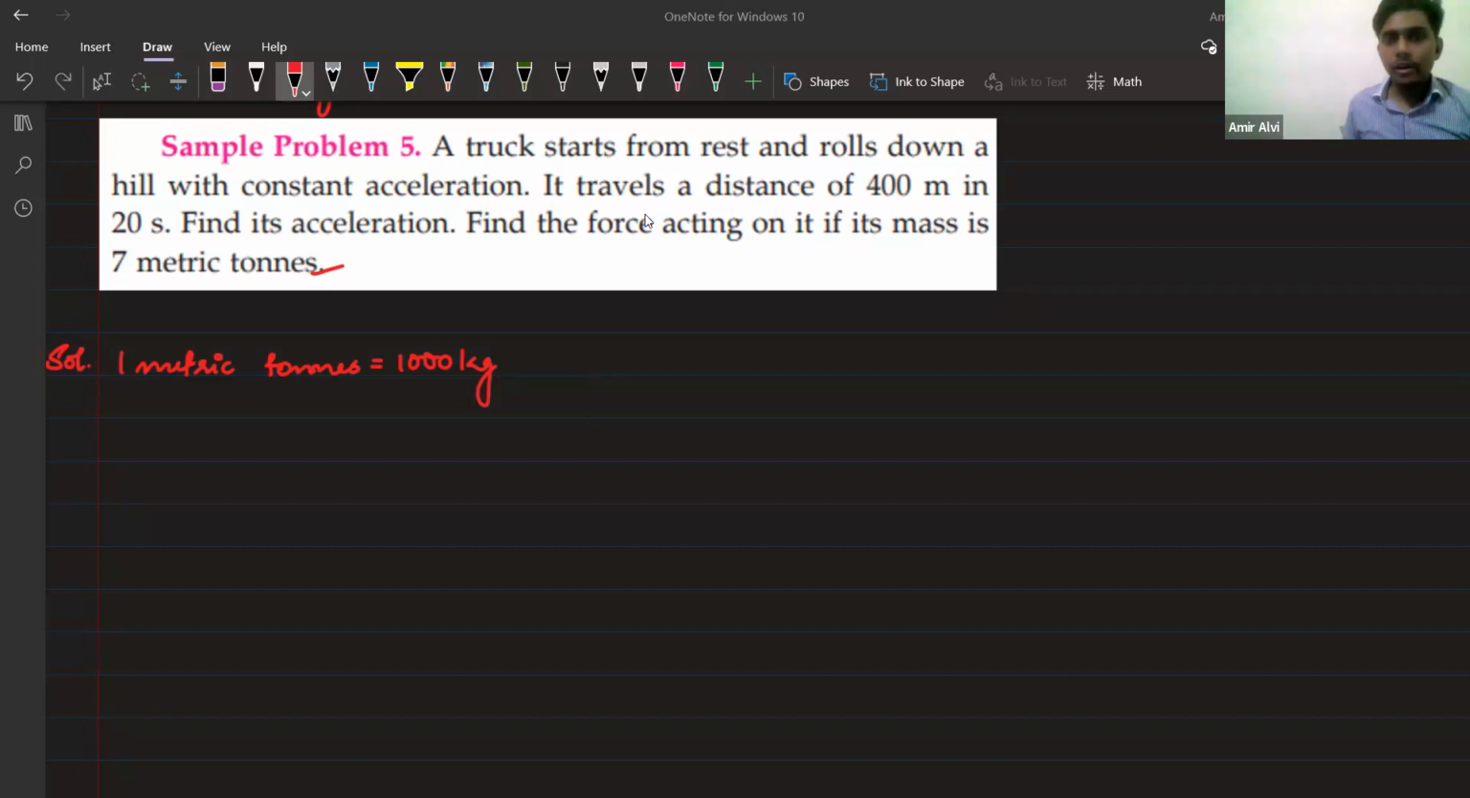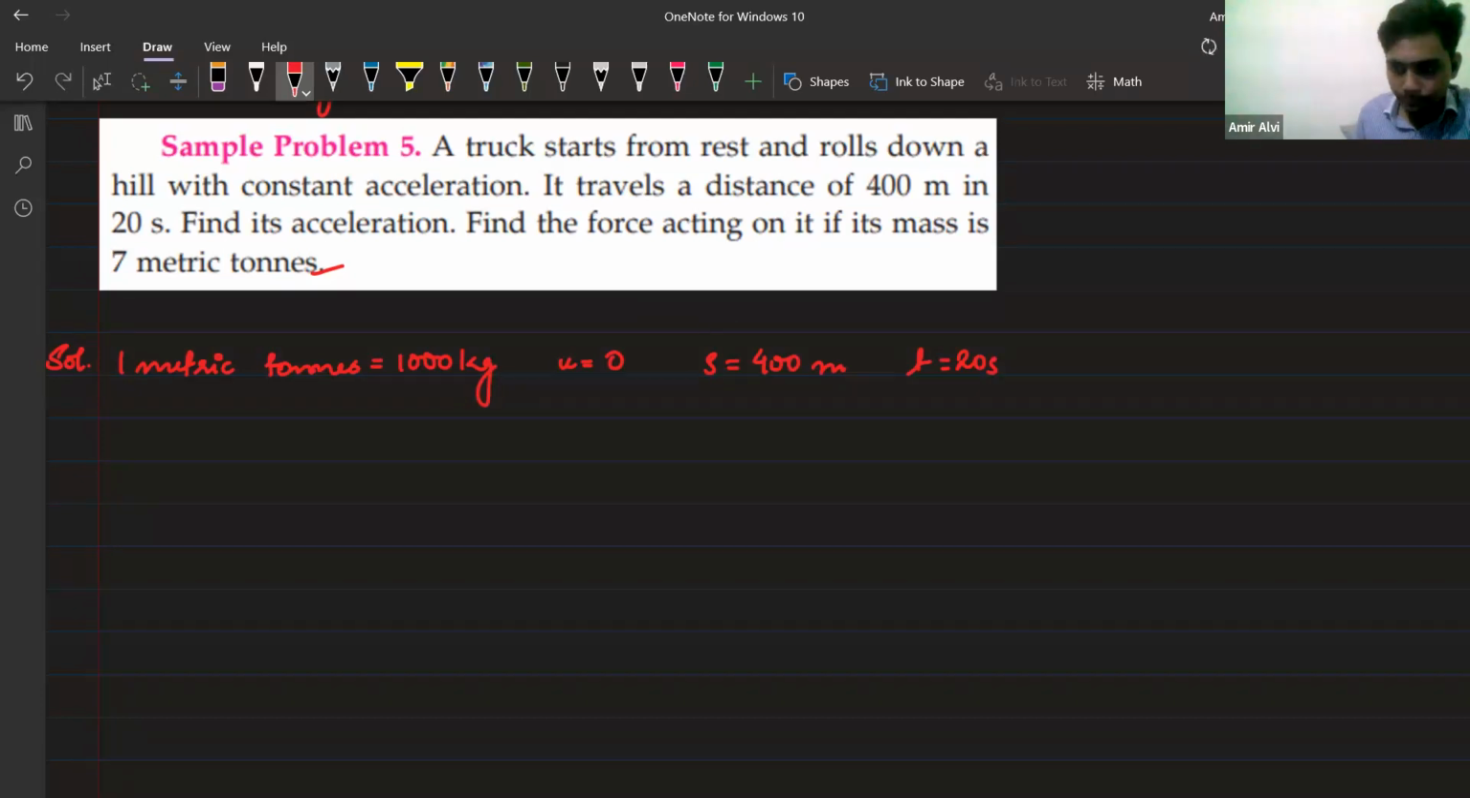A truck starts from rest and rolls down a hill with a constant acceleration. So the initial velocity of this truck is 0. It travels a distance of 400 meters, so S is 400, in 20 seconds, time is given as 20 seconds. Find the acceleration and find the force acting on the body.